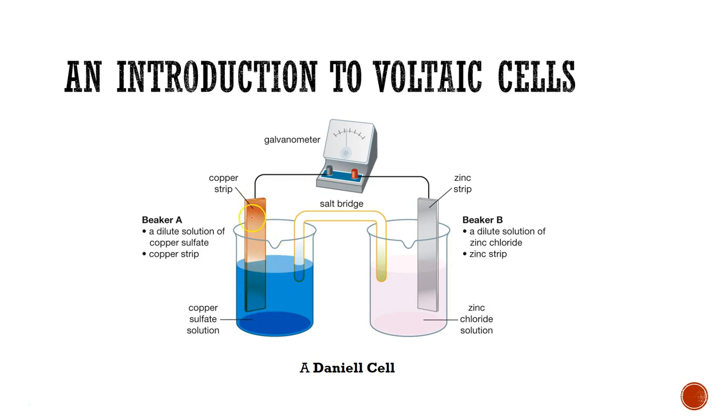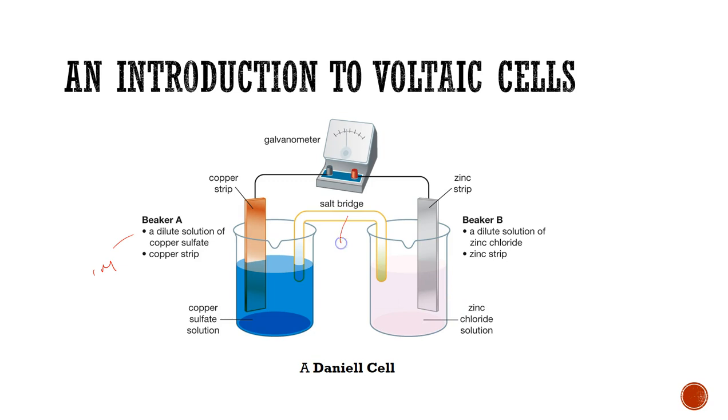So we have a copper strip in copper sulfate solution. So it's a dilute solution of copper sulfate. It would be 1 molar. Okay, and a copper strip connected by an external wire to a galvanometer, which is checking our electrical current, or it could be a light globe, down into a zinc strip, which sits in zinc chloride solution.